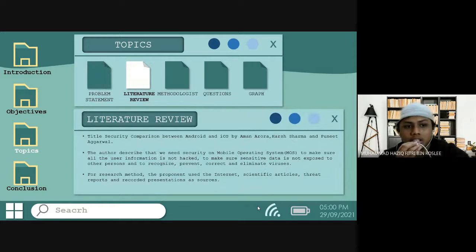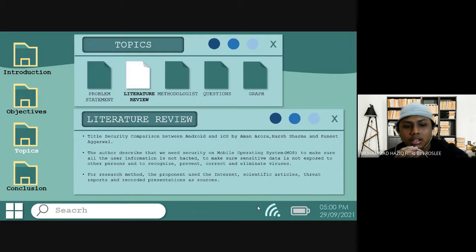For the literature review, we take the article based on the research titled Security Comparison Between Android and iOS by Aman Arora, Harsh Sharma, and Puneet Agarwal. The authors described that we need security on mobile operating system to make sure all the user information is not hacked, to make sure sensitive data is not exposed to other persons, and to recognize, prevent, correct, and eliminate virus.